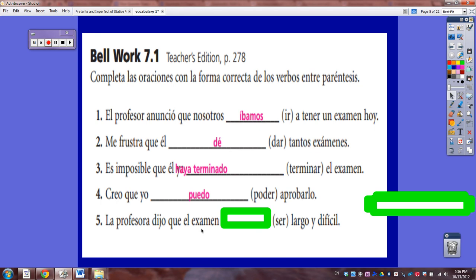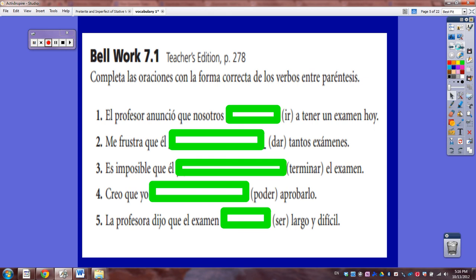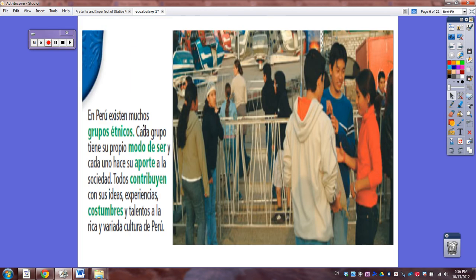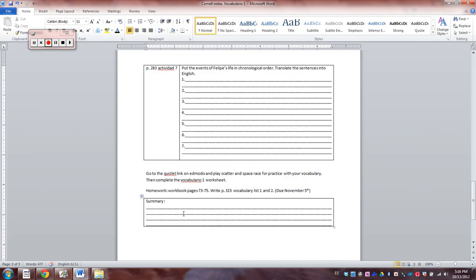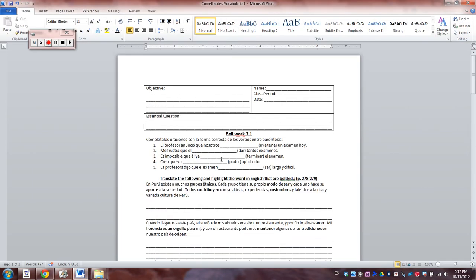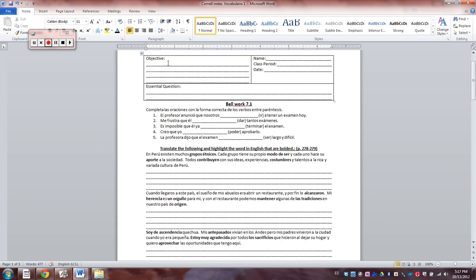The professor says that the test era long and difficult. The professor said that the test was long and difficult. All right, the next activity is a translation activity. If you look on your Cornell note paper, which is not that one, it's this one. Up at the top of your Cornell note paper, we did this bell work, and now we're going to translate. I hope you filled out your objective and your essential question, by the way.